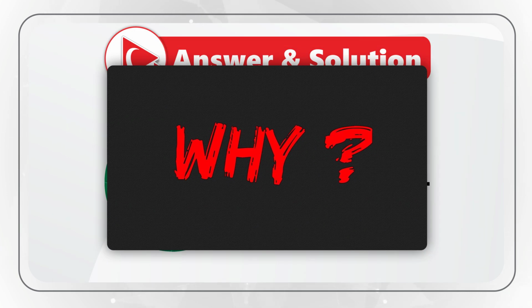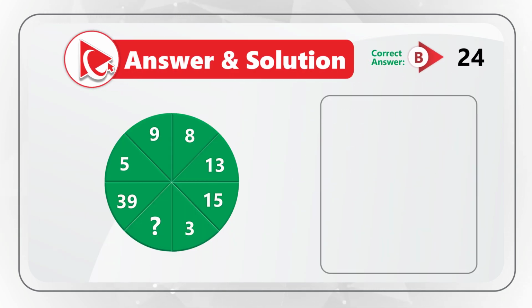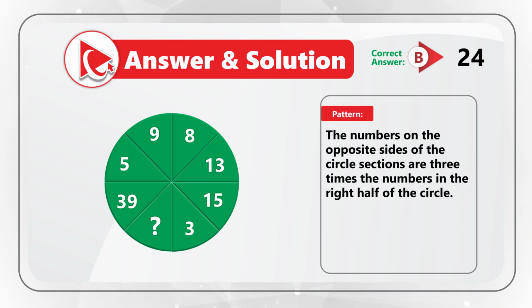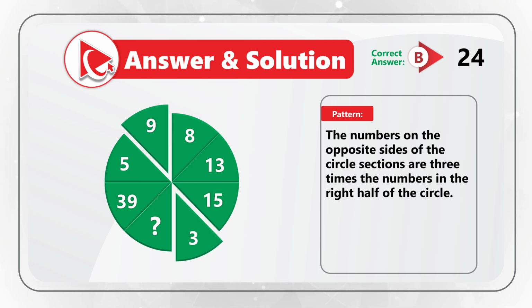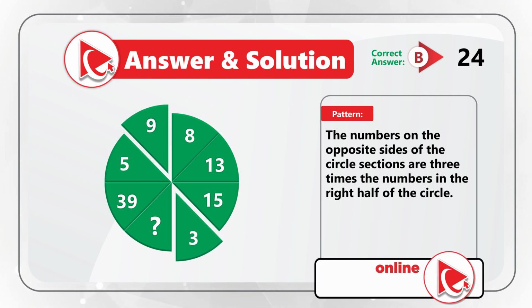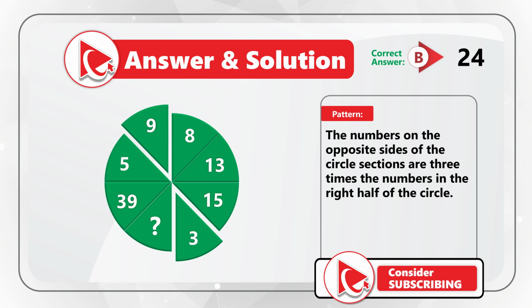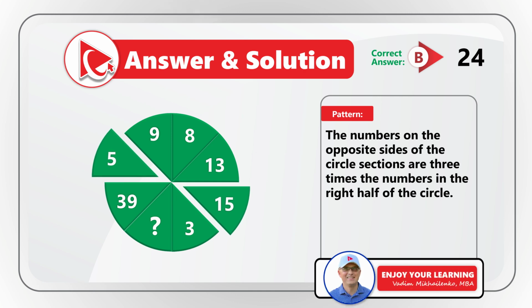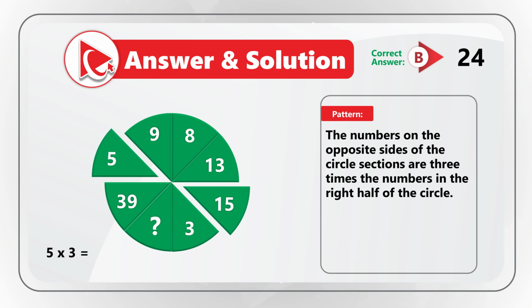And here's why. I think the numbers on the opposite sides of the circle sections are 3 times larger than the numbers on the other side. Let's take a close look. For example, the numbers on the opposite sides of the 5 o'clock and 10 o'clock sections are 3 and 9. And 9 is 3 times larger than 3. The next set of numbers is 5 and 15. And 5 multiplied by 3 equals 15.